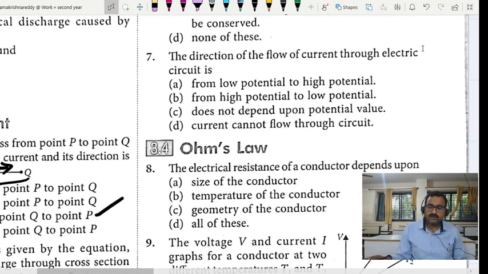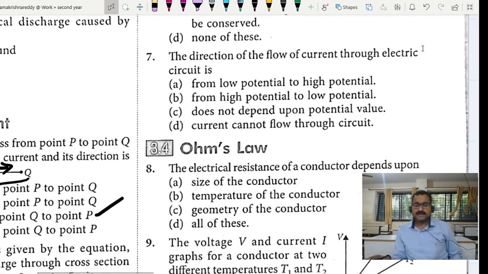The direction of flow of current through the electric circuit is. So what is the direction of flow of current through the electric circuit? Already you know that one, all of you.